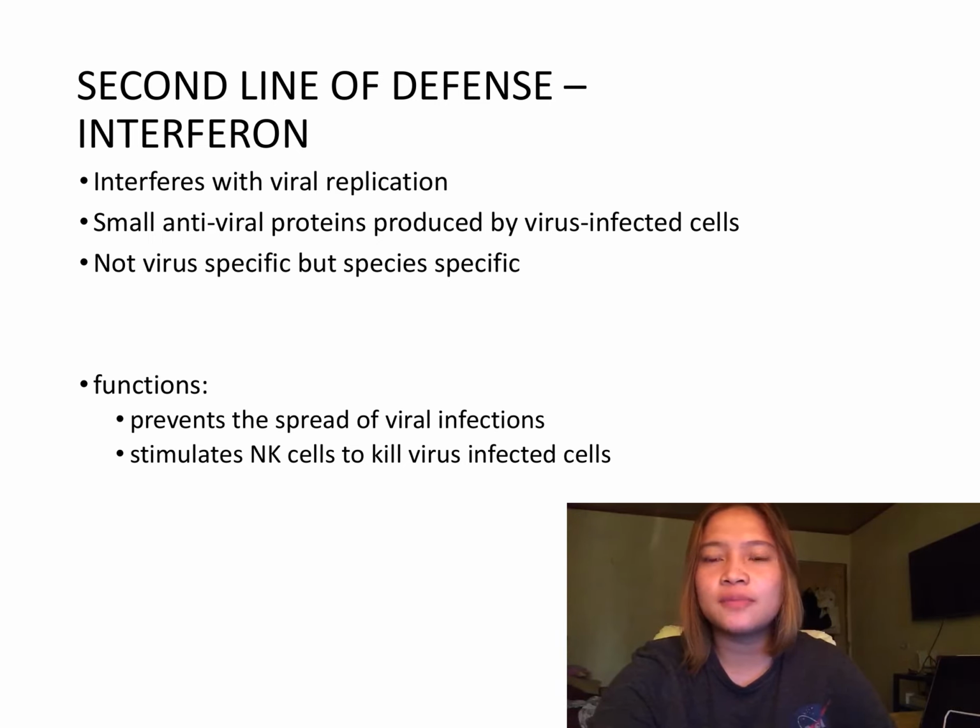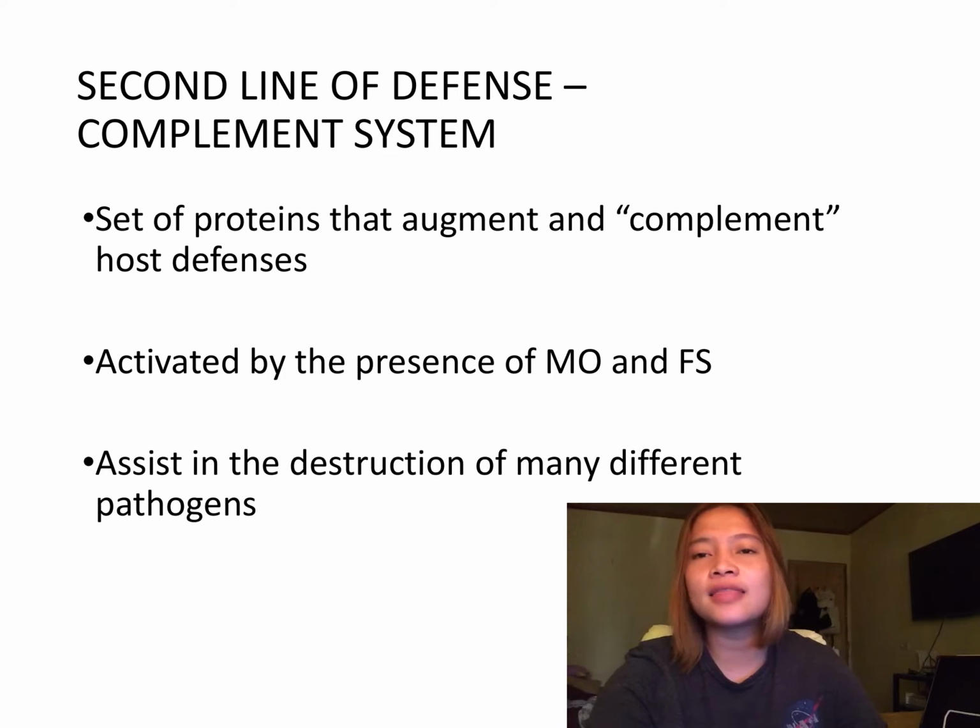Next one is the complement system. Complement system helps or complements the ability of antibodies and phagocytic cells to clear pathogens from an organism. It is part of the innate immune system. The complement system consists of a number of small proteins found in the blood, made by the liver. Normally, they circulate as inactive precursors, a set of proteins that augment and complement host defenses, activated by the presence of pathogens, and assist in the destruction of many pathogens.